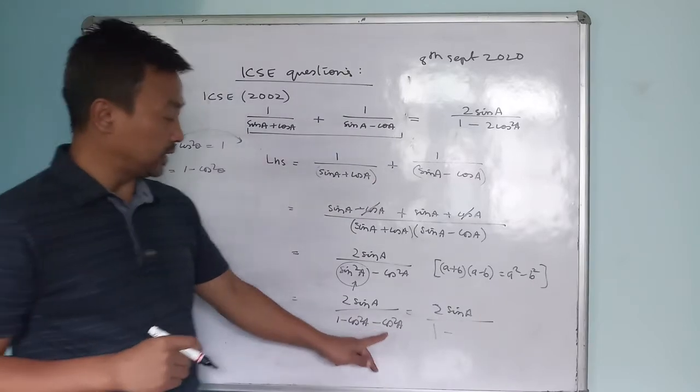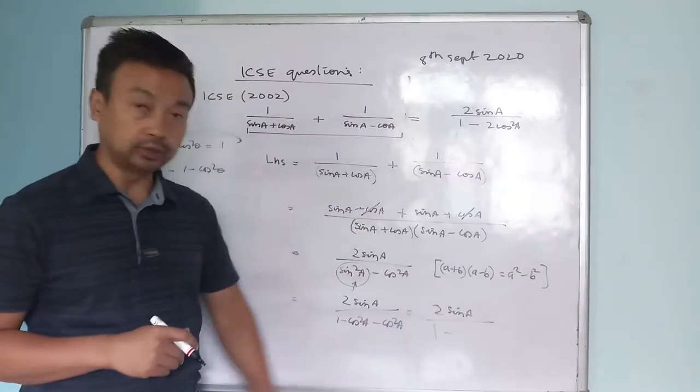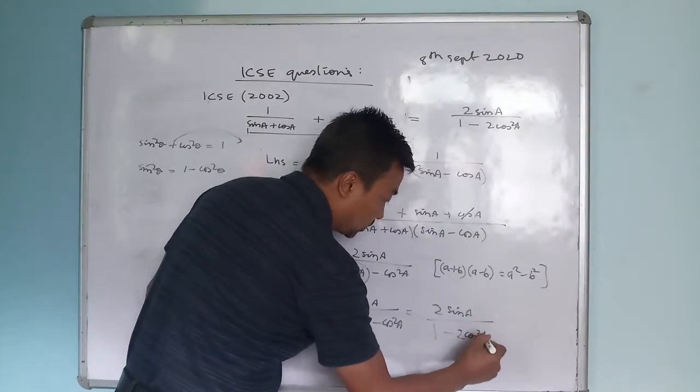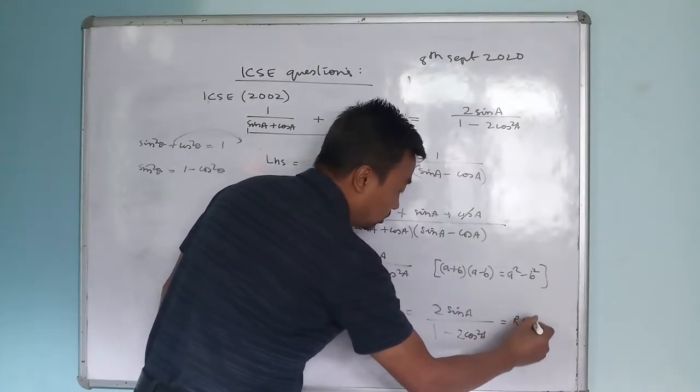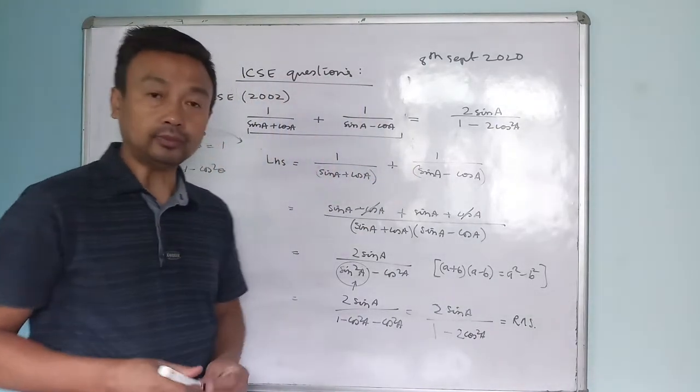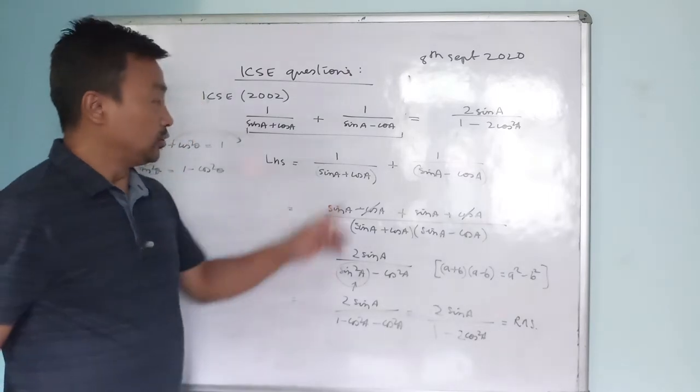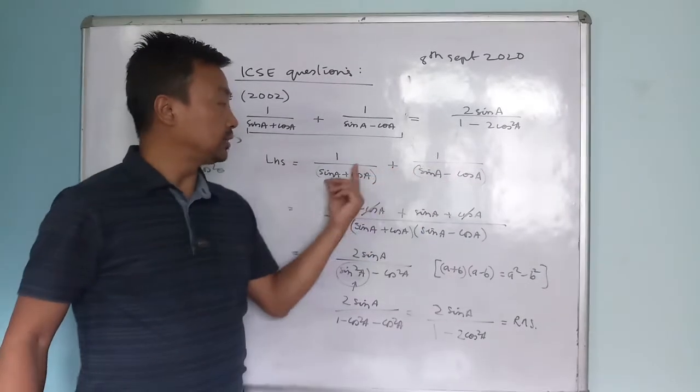Cos square A minus cos square A. Both are minus, so they will be added. So it will become minus 2 cos square A, which is equals to the right hand side. So this is how you are going to solve it. It's quite simple. Here we have just added them by taking the LCM.